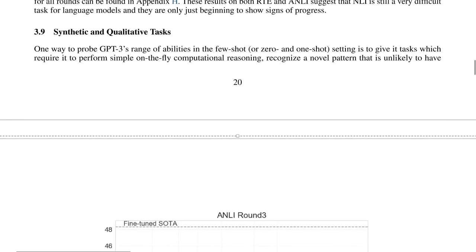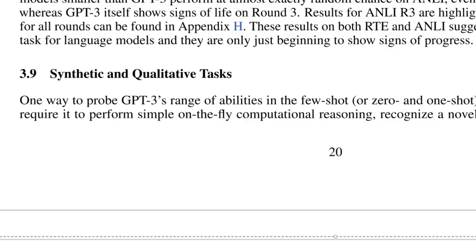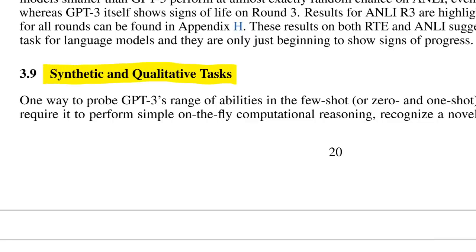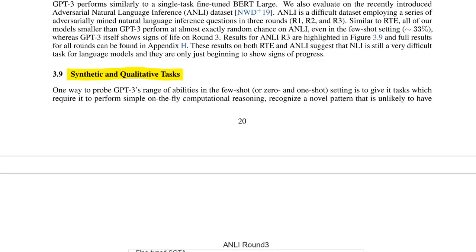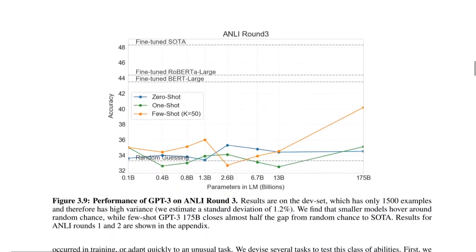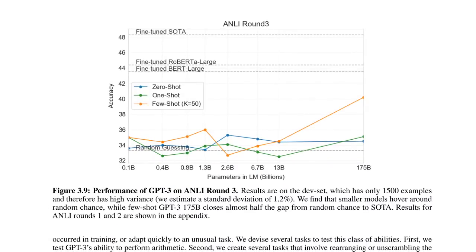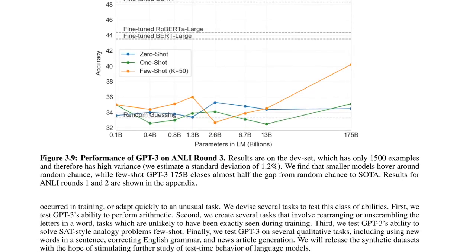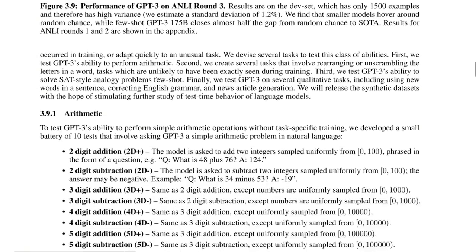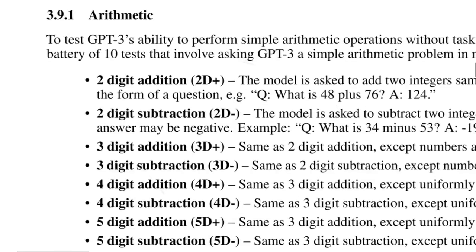Now they say, oh, we can test this with synthetic and qualitative tasks. So they invent some tasks of their own, since now it's pretty easy. Since you don't have to fine-tune the model, you don't have to generate an actual training set for a task. So you can focus on generating a test set, and that's what they do.